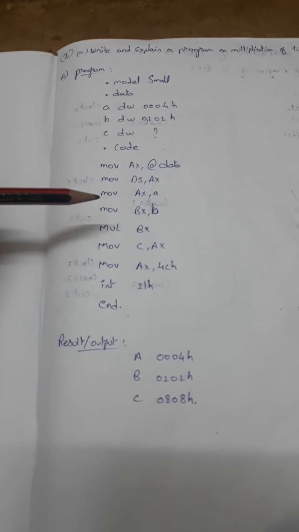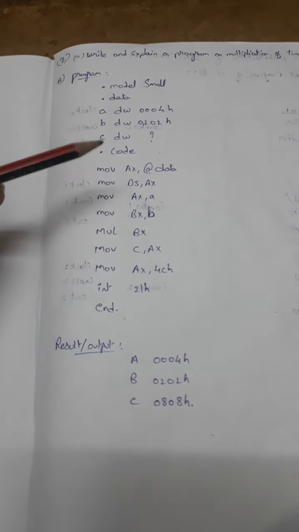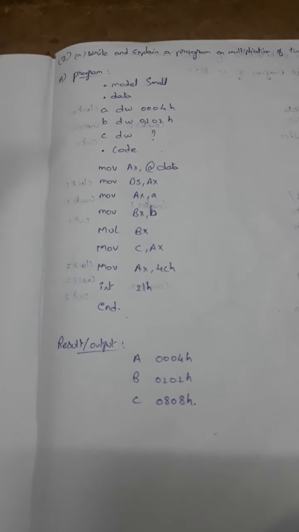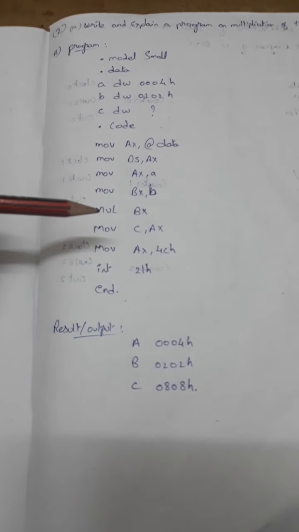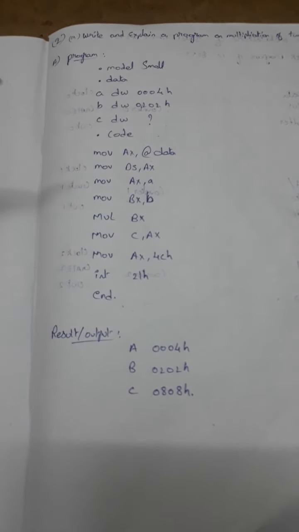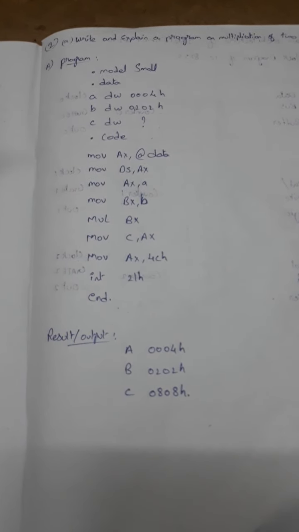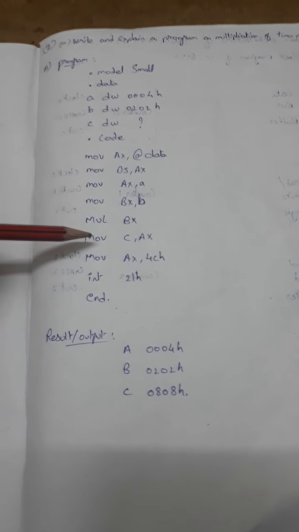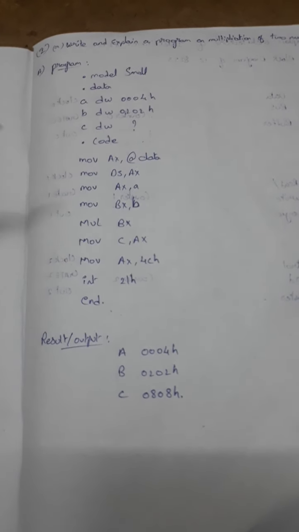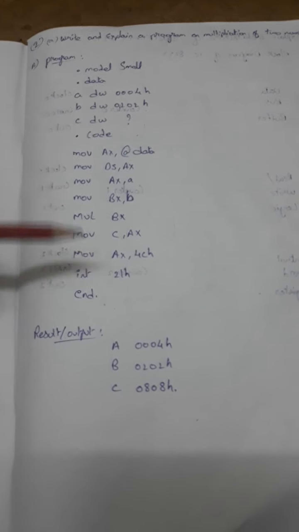And here mov ax, a and mov bx, b indicate that the values in the variables a and b are moved into the ax register and bx register, and mul bx indicates that the multiplication of bx and ax register values is stored into the ax register. And here we finally move the ax value, that is the multiplication of both ax and bx register values, into the c variable.